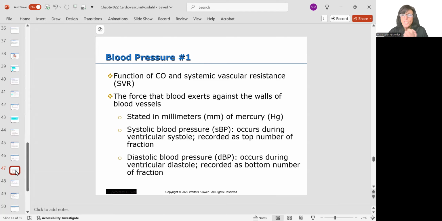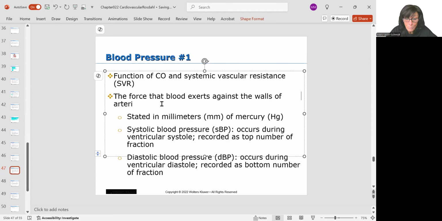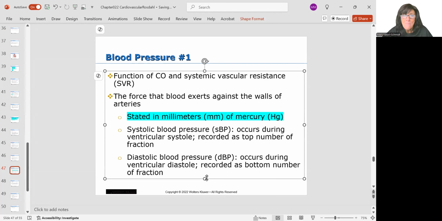Blood pressure is the force of the blood that's exerted against the walls of the arteries. I'm going to change this from blood vessels to arteries because that is where blood pressure is measured. And we state it in millimeters of mercury. So if I say the patient's blood pressure is 110/68 millimeters of mercury, that's the measurement that you see on the sphygmomanometer, which is that blood pressure cuff that we use, okay?